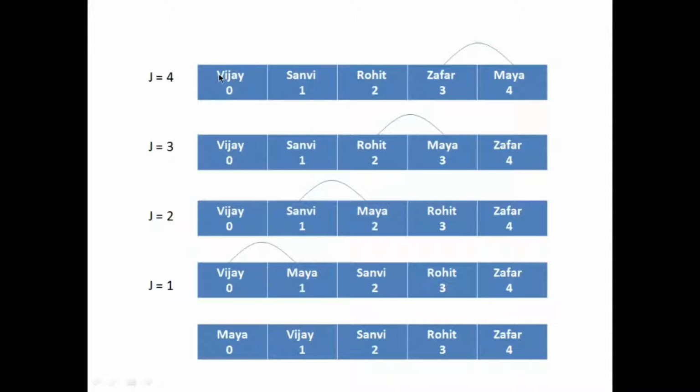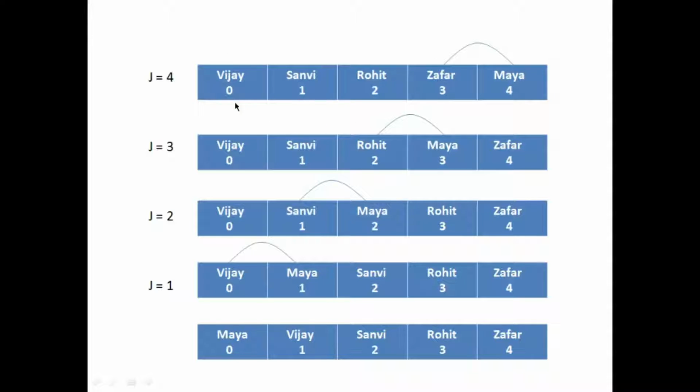So let's get started. As you can see here on the screen, I have this presentation. Just suppose that we have this list with some names like Vijay, Sanvi, Rohit, Zafar and Maya, and we have to sort these names in order of their alphabets. First of all, let me tell you that these numbers 0, 1, 2, 3, 4 are the indexes of the specific names. This is a list, guys, a complete list.